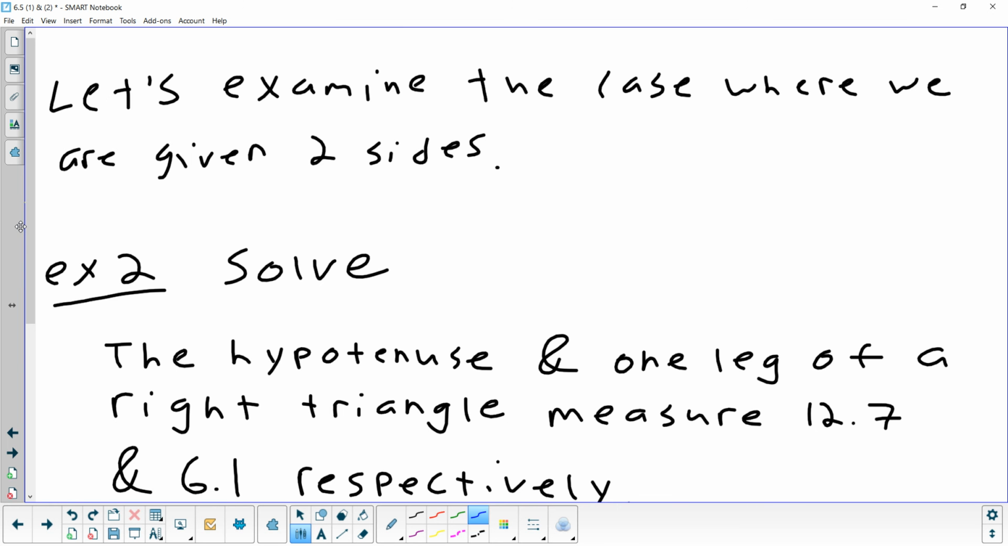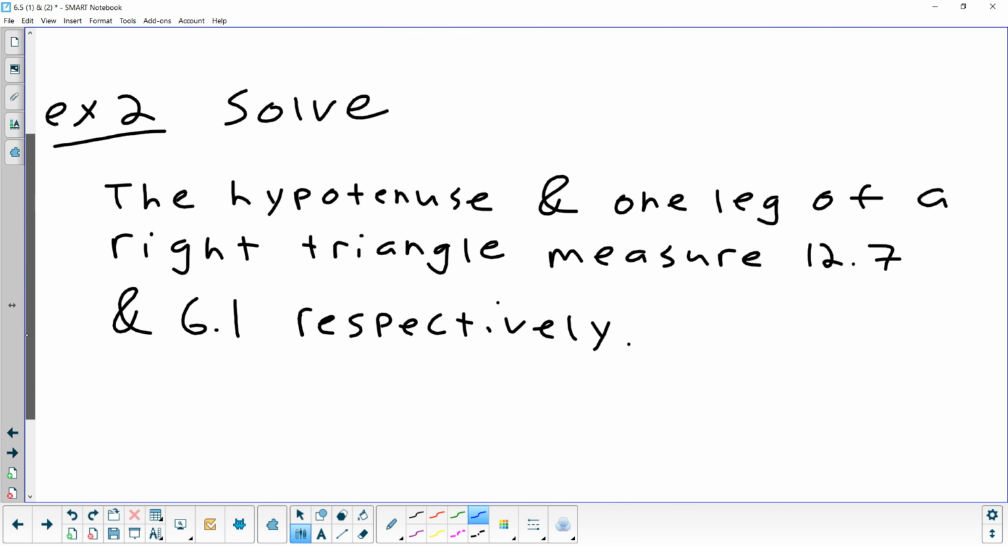So now we're going to look at the case where you have two sides. It says the hypotenuse and one leg of a triangle measure 12.7 and 6.1. Now they haven't told you which one is which, but you kind of have to know. Is the 12.7 or the 6.1 the hypotenuse? It has to be the 12.7. Now, the 6.1 is a leg. Which leg? We don't know. So we can let it be A or we can let it be B. Doesn't matter which leg.